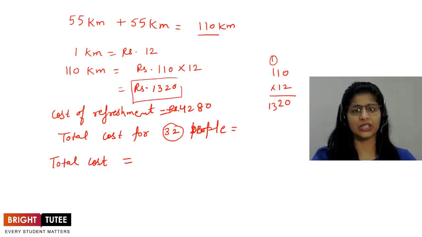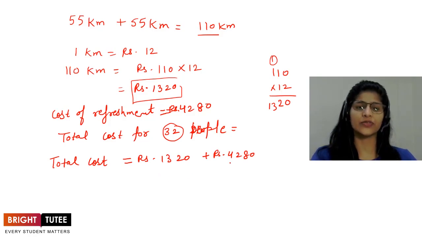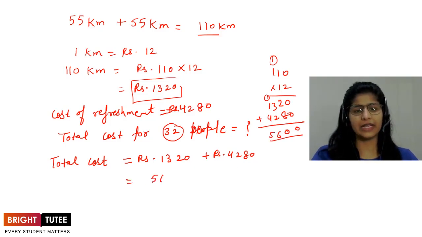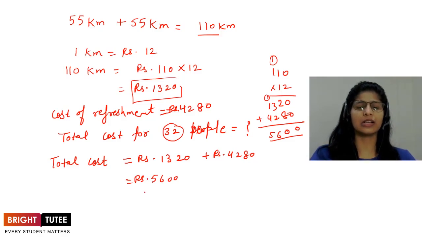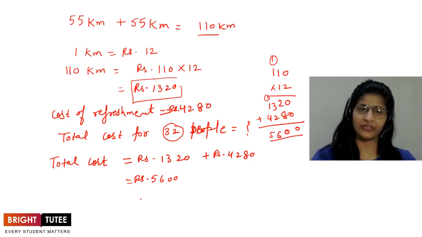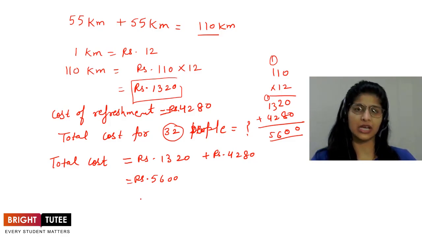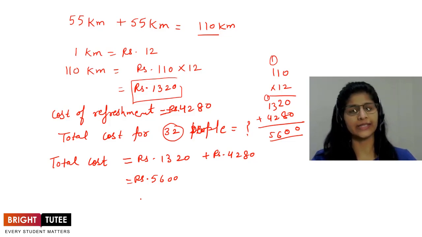Just see, this is transportation charges rupees 1320 and rupees 4280. This is the charge for the refreshment. Let us add 4280 into it. What do we get? 0. 8 and 2 is 10. Okay, 1 is the carry. 3 and 2 is 5 and 1 is 6. 4 and 1 is 5. We get 5600. This is the total amount spent for the refreshments and the transportation charges, right?